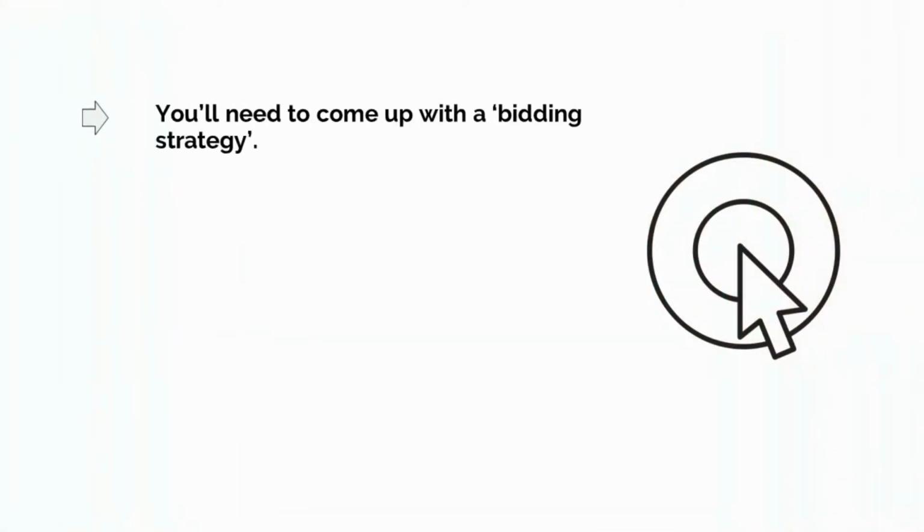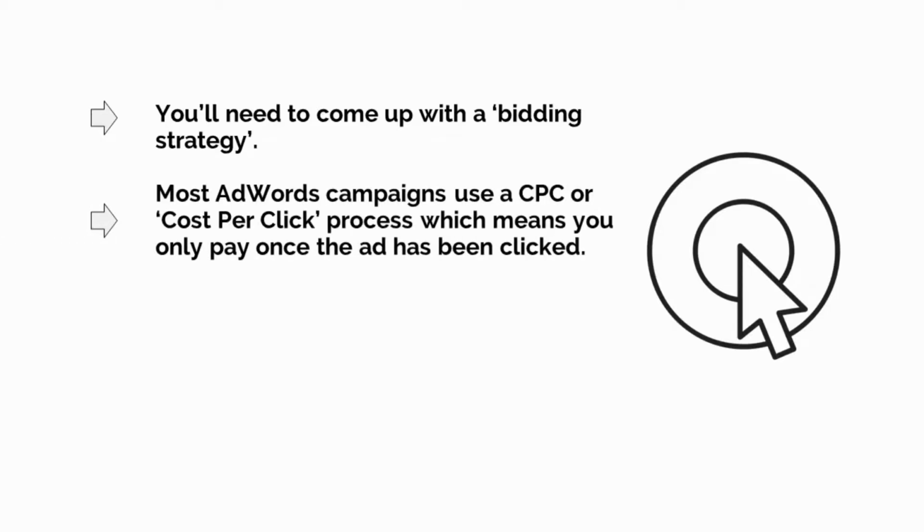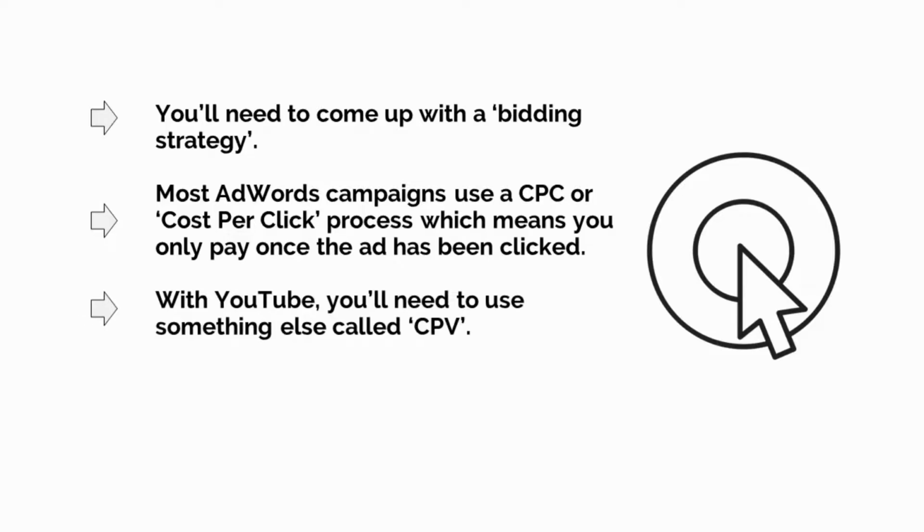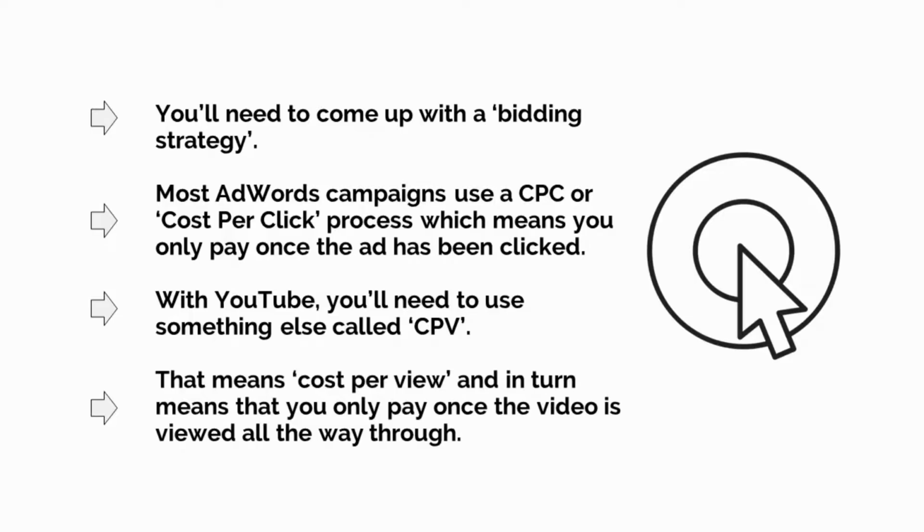So with this all linked, you'll need to come up with a bidding strategy. Most AdWords campaigns use a CPC or cost per click process, which means that you only pay once the ad has been clicked. With YouTube though, you'll need to use something called CPV. That means cost per view, and in turn means that you only pay once the video is viewed all the way through. We'll talk about this a bit more in a moment, but for now, all you need to know is that the amount you bid is the amount that you'll pay for each view. Your bid is your CPV, so it needs to be tied closely to your budget.